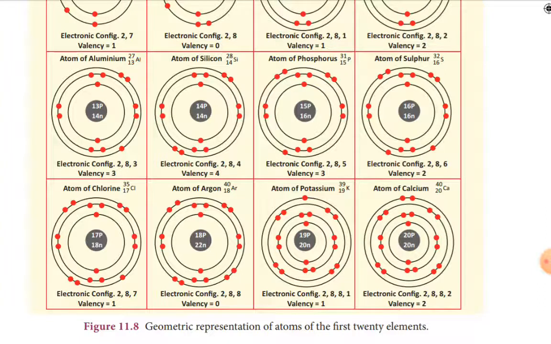Similarly, you can take chlorine. Chlorine 17, 35, atomic number 17, mass number 35. So 17 protons and the neutrons 35 minus 17, 18. So 17 electrons will be there. These 17 electrons are going to be located using the formula 2n squared, configuration 2, 8, 7.